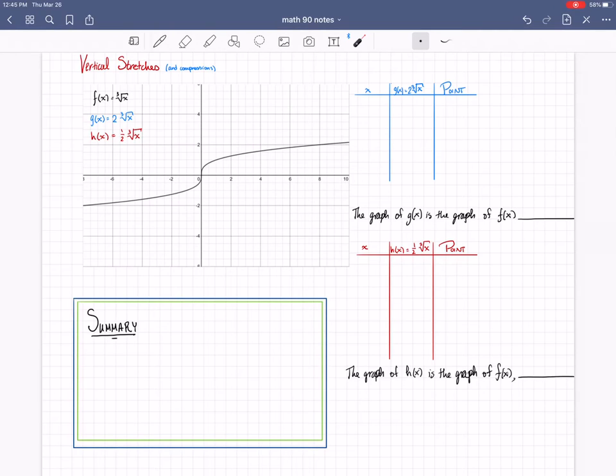So the cube root of x asks us, what would you cube to get x? So let's label a few points on the graph. For example, what would you cube to get 0? Well, 0. 0 cubed is 0. So that's why this graph passes through the point 0, 0. What would you cube to get 1? Well, 1. So this graph passes through the point 1, 1.